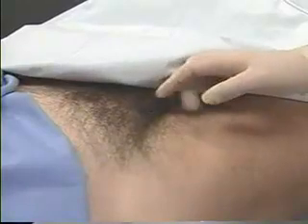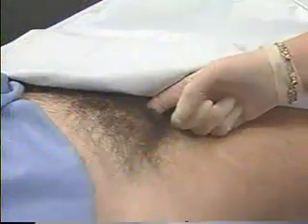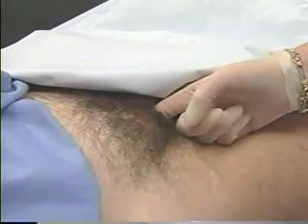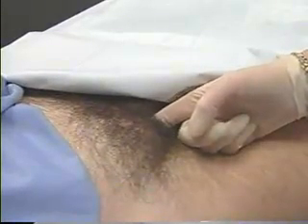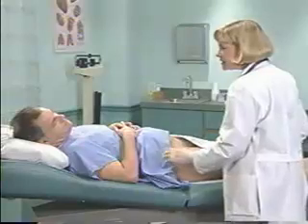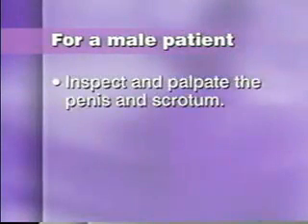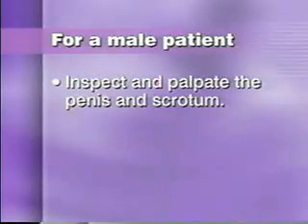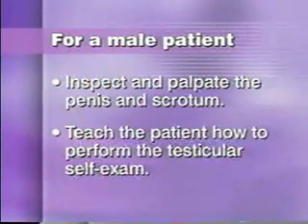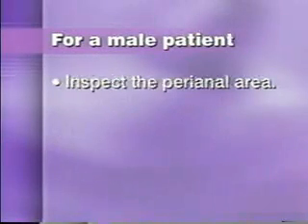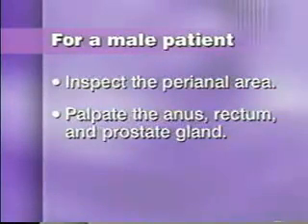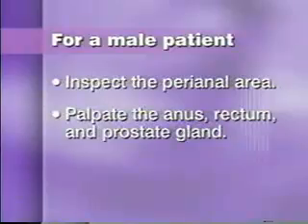To do this, place your index finger along the upper scrotal sac and insert your fingertip into the external ring. Have the patient bear down while you gently push your finger through this ring. You should not feel bulges. If you are performing this part of the assessment, also plan to inspect and palpate the penis and scrotum, and while you're doing this, teach the patient how to perform the testicular self-exam. Inspect the perianal area, and palpate the anus, rectum, and prostate gland.